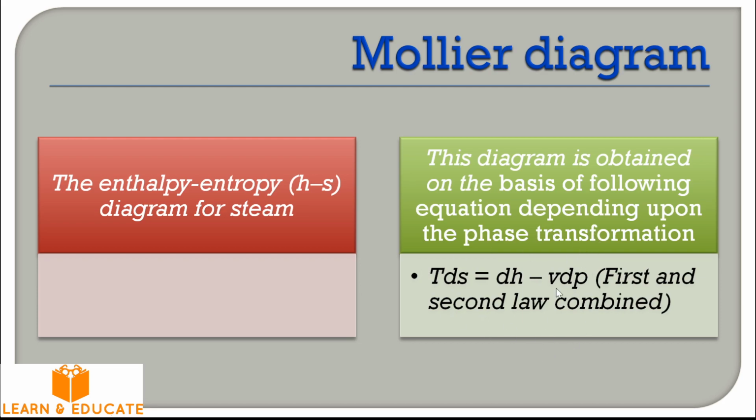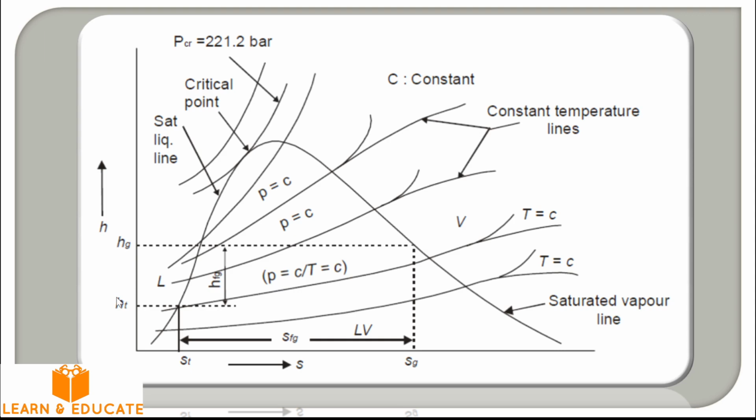When you combine the first and second law of thermodynamics, you will get one TdS relation. TdS equal to dH minus VdP. TdS is equal to dH minus VdP for the phase change process. So based on this equation only, this HS diagram is plotted. So here is the representation of the Mollier chart or Mollier diagram.